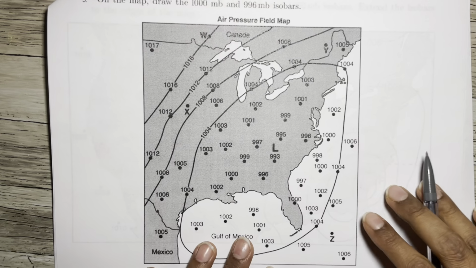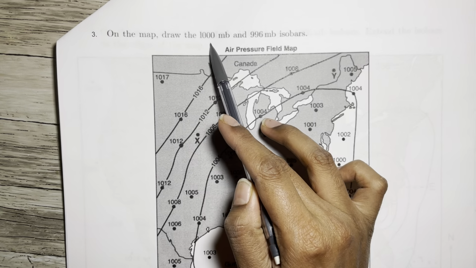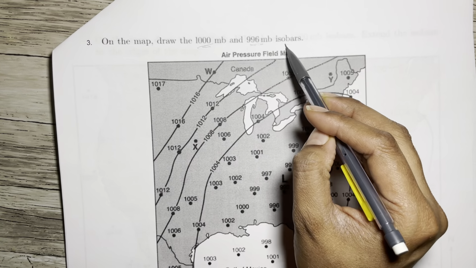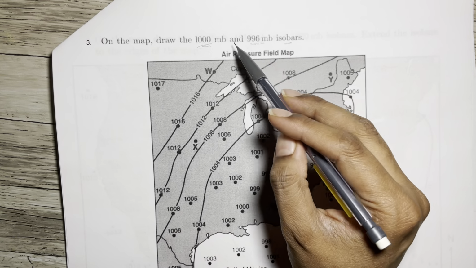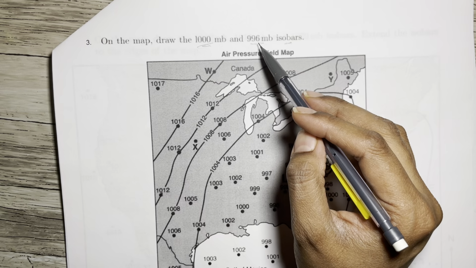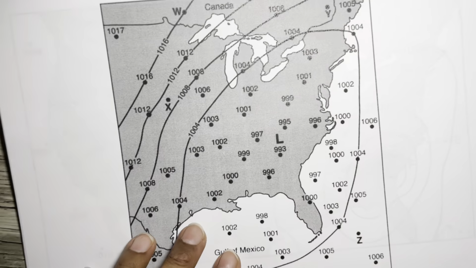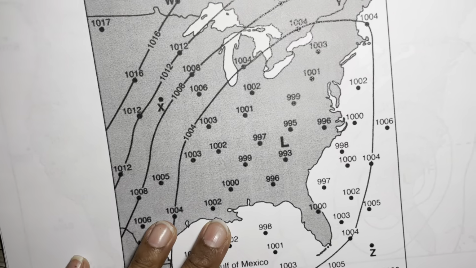Hey guys, so today we're going to look at map number 3, or question number 3. It says on the map, draw the 1000 millibar and 996 millibar isobars. So remember, isobars represent air pressure and millibars are units we normally use for air pressure. And normally when you see an air pressure map or an isobar map, you'll see numbers in the thousands like this. So that's how you know it's an isobar or air pressure map.